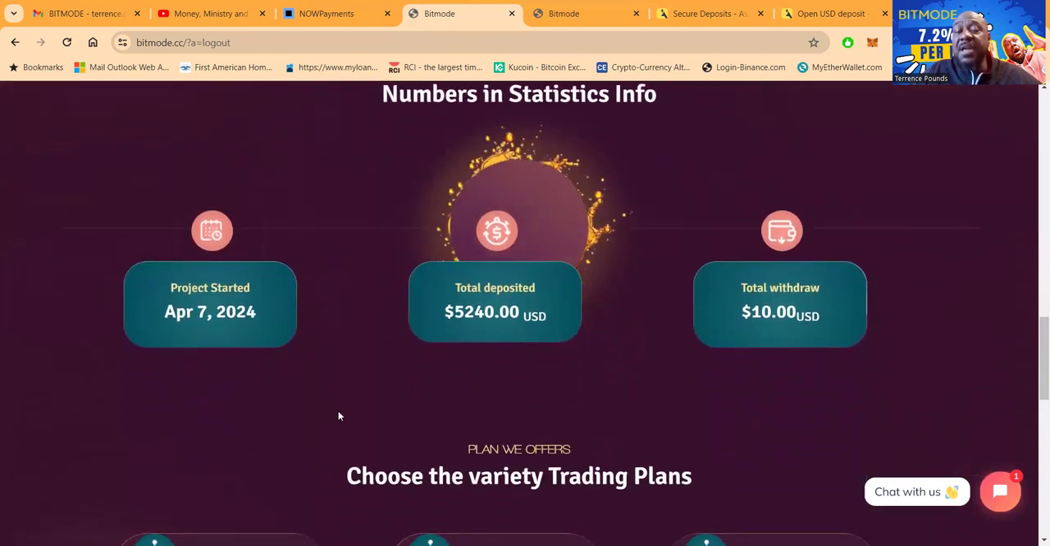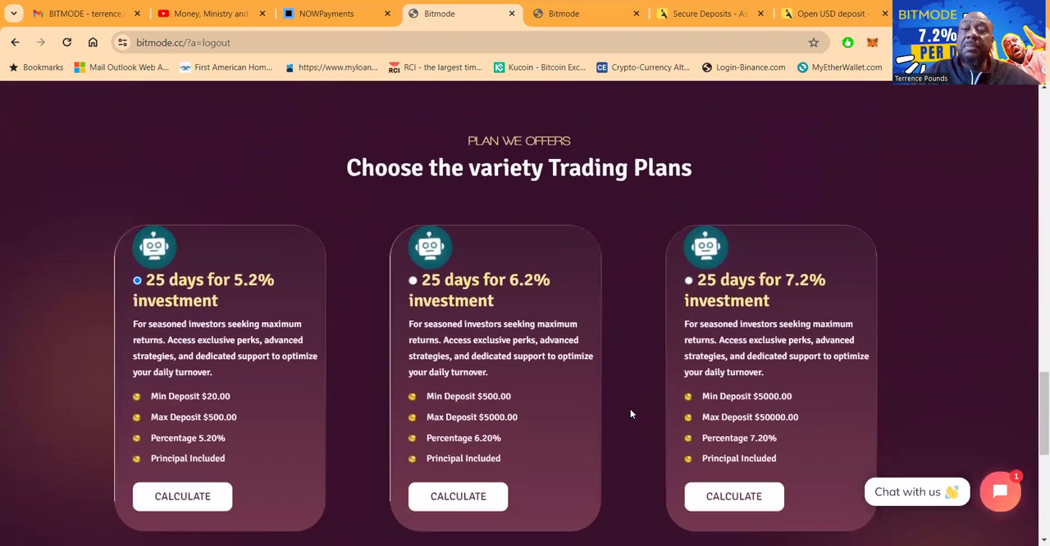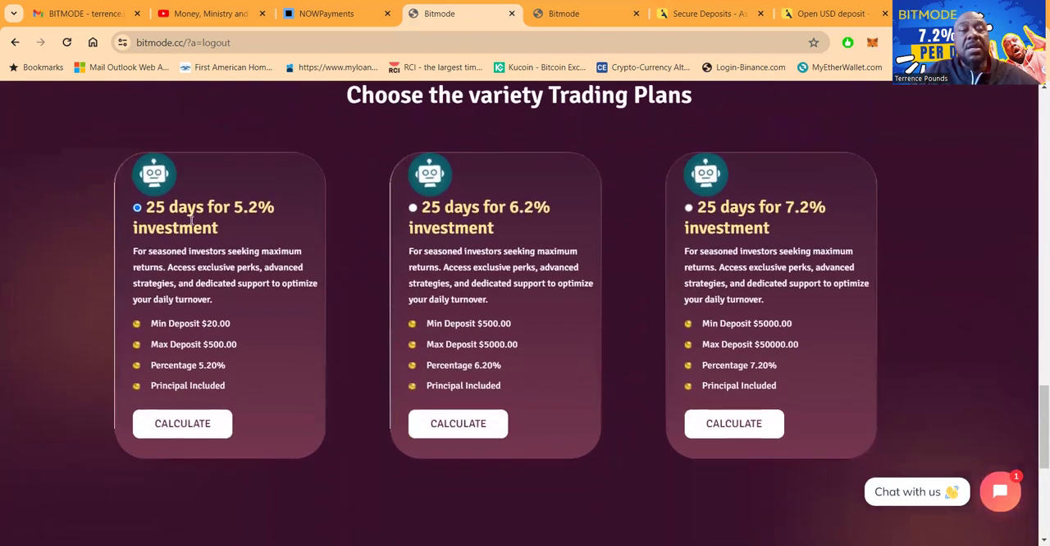Project started yesterday. It's only $5,200 in this thing. You're brand new. Only $10 withdrawn. Folks, you can choose from a variety of plans. You can get started on the 25-day plan, which pays 5.2% per day, which is crazy, right? So you can get in with just $20. Maximum in this plan is $500. Now, your principal is included in that time frame, right? But you're getting it back rapidly.